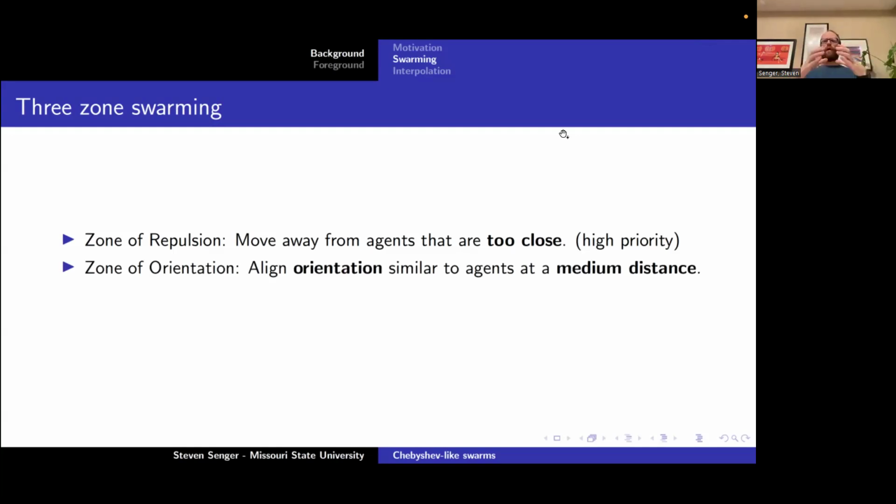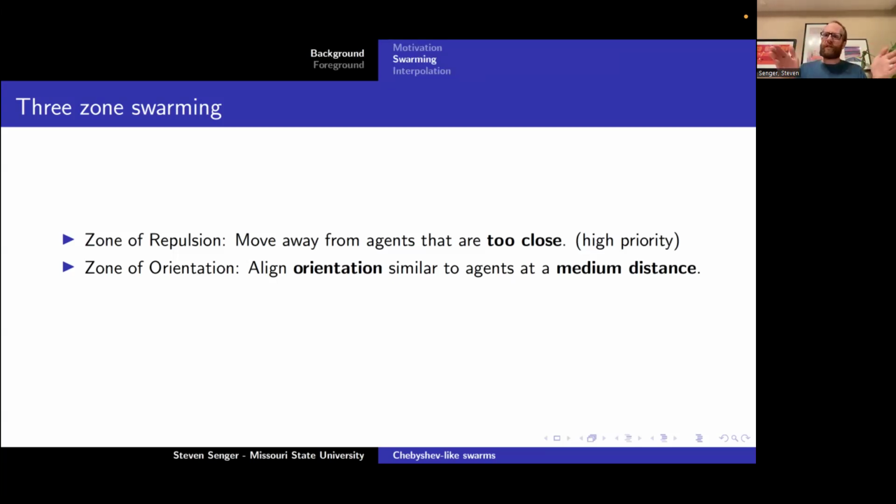Next, when I say agent, I mean robot, but agents can also mean bees or birds or fish. So the word agent can apply to anything. Here I mean robot for our purposes, but this 3-zone swarming model also applies to fish and birds and other things. So we want to make sure that they don't run into each other, that the quadcopters don't crash and blow up.